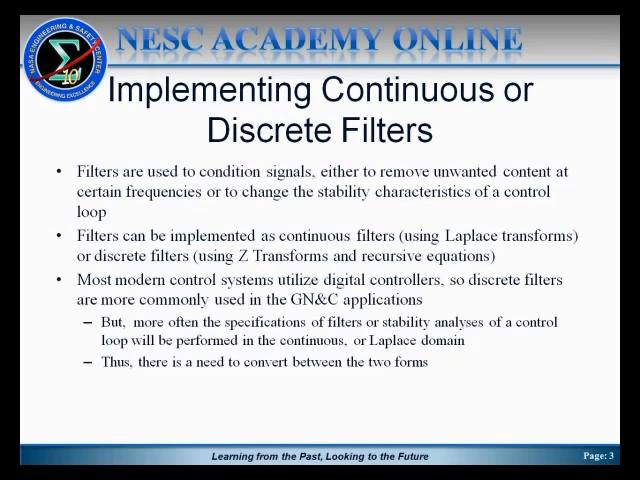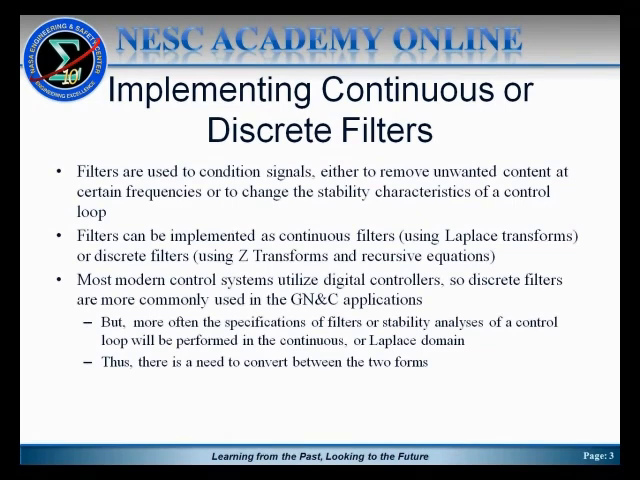Filters can be implemented as either continuous filters using the Laplace transforms, or discrete filters using Z-transforms and recursive equations as their method of implementation. As most modern control systems utilize digital controllers, discrete filters are commonly used in current GNC applications. But quite often you'll find that the specifications of the filters or the actual stability analyses that were done for the control loop might be done in the continuous or Laplace domain.